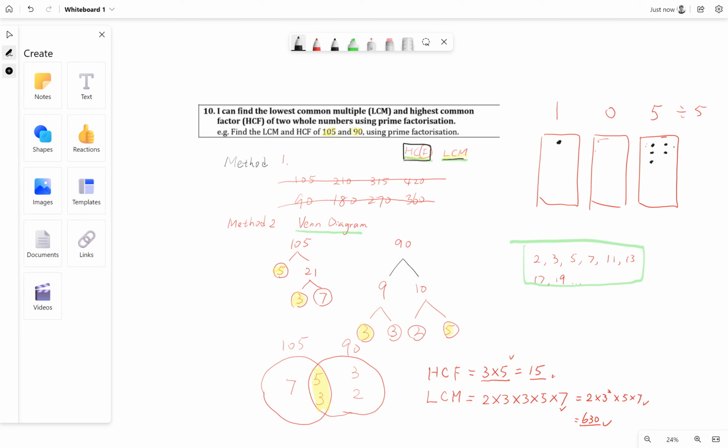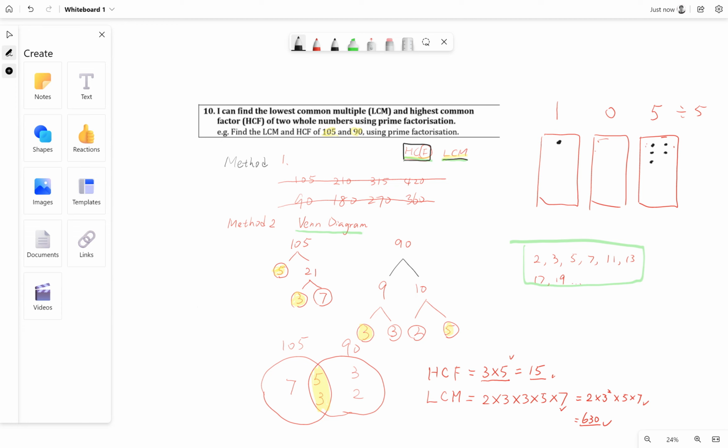For HCF, you can do it this way, like times 1, times 2, times 3, or you add 105, add 105, add 105. That's the same thing, but that's way too complicated. So just cross it out. Don't use method number 1. Now, method number 2 is a Venn diagram.